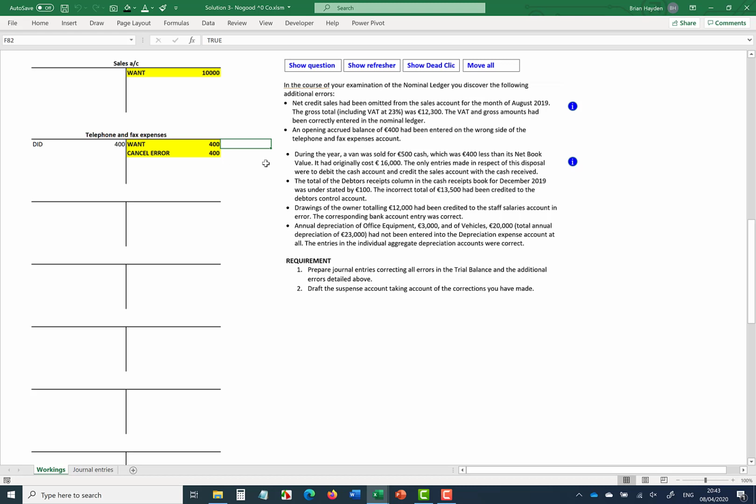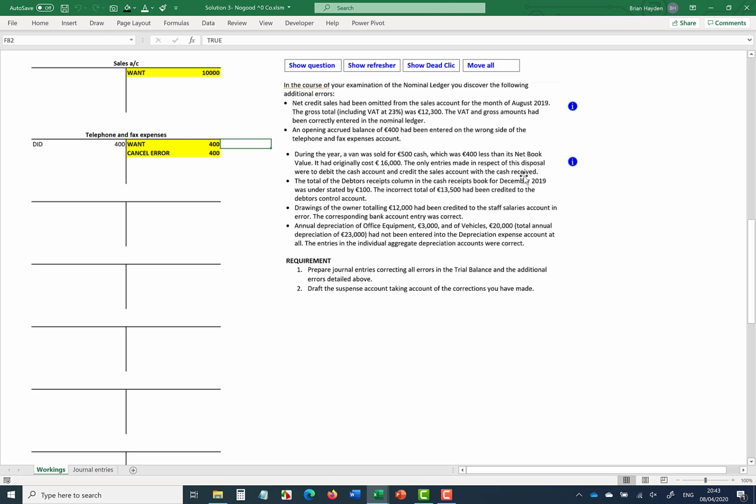Now, during the year, a van was sold for €500 cash, which was €400 less than its net book value. It had originally cost €16,000. The only entries made in respect of this disposal were to debit the cash account and credit the sales account with the cash received.